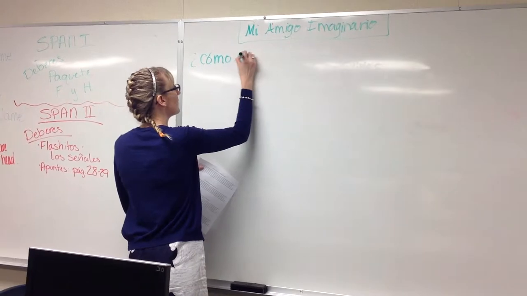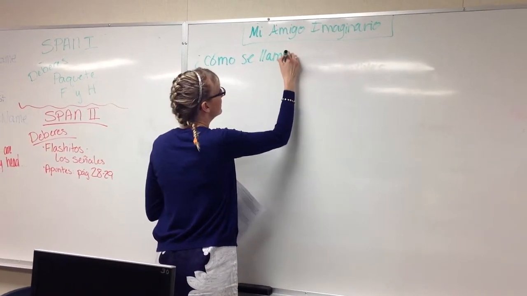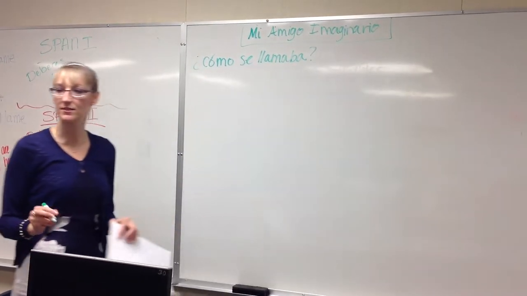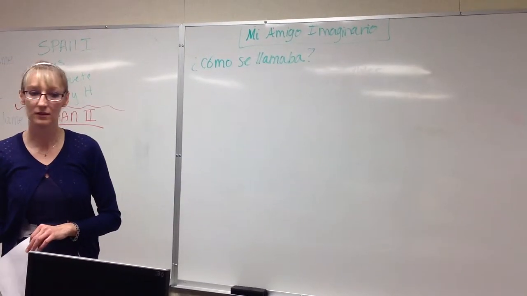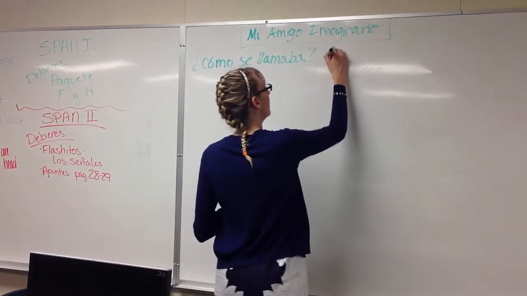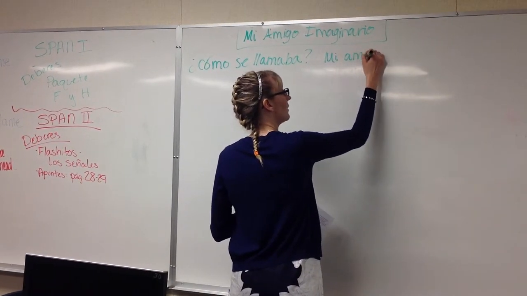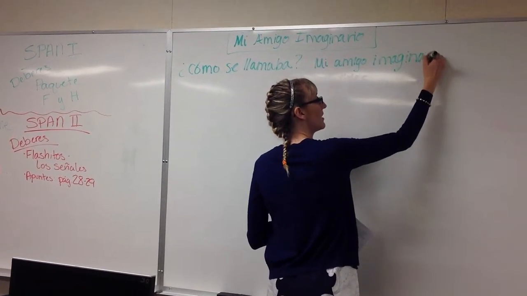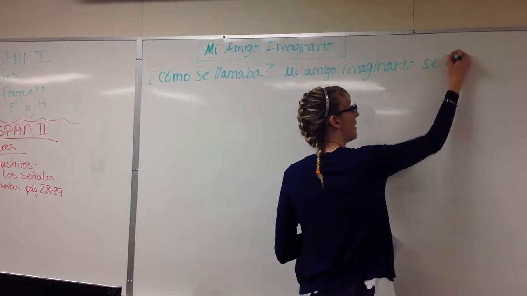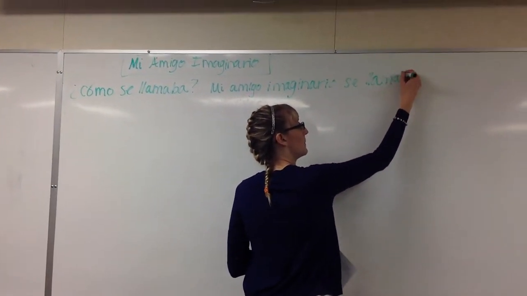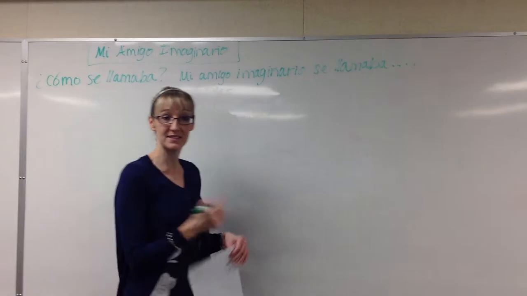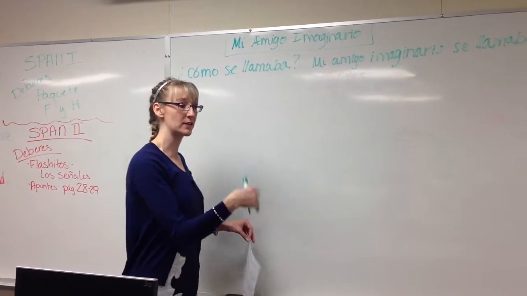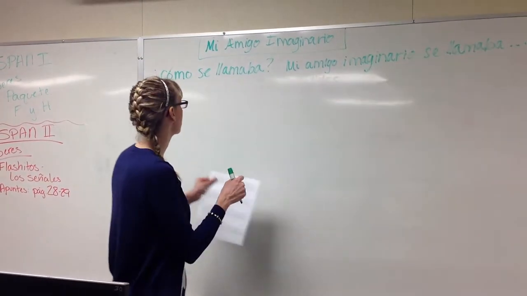¿Cómo se llamaba? Is one of them. ¿Cómo se llamaba? So how is every single person going to start this sentence? Se llamaba. Mi amigo imaginario se llamaba blah blah blah. And that's all you need. Really and truly, those of you who are far in the back, you can grab a piece of paper and come sit on the sides or anywhere closer if you like.